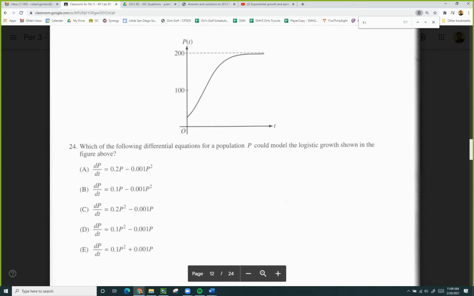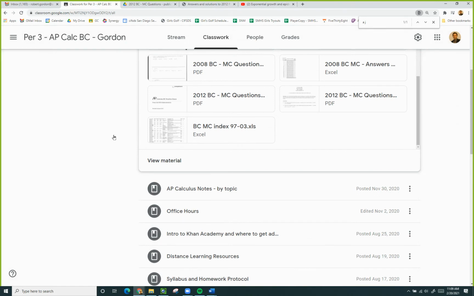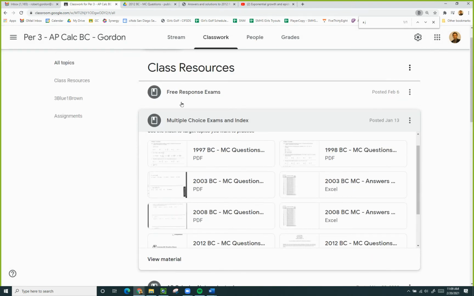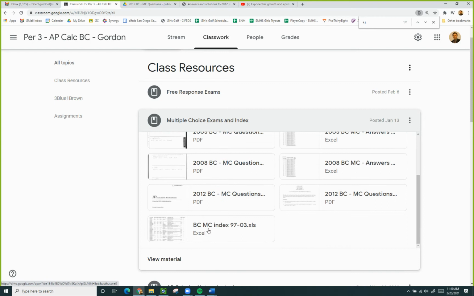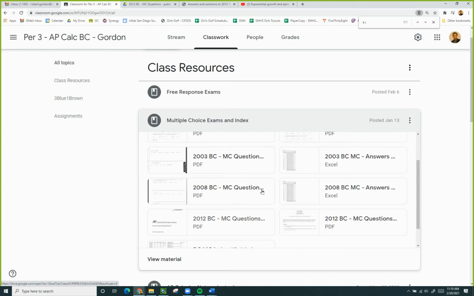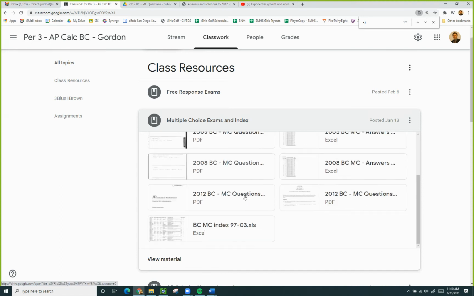Does anybody need more time there or have a question on how they can answer logistic questions and where they can find more of them if they want to practice? Joseph, where can you find more questions if you want to practice more logistic growth questions? You go to the Google form and then to the class resources, multiple choice index, open up the index, Control F, type in the topic you want to study. It'll tell you what test and what number to look at from these released tests. All right, thank you. You're welcome.